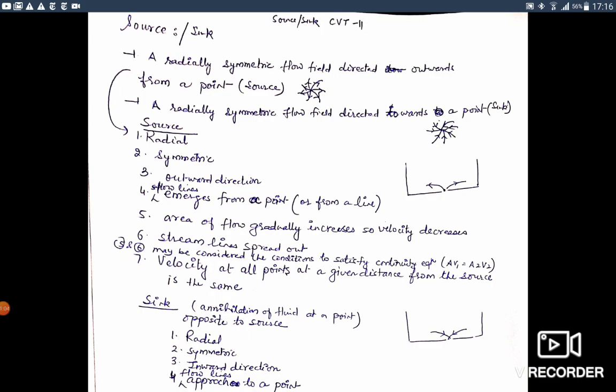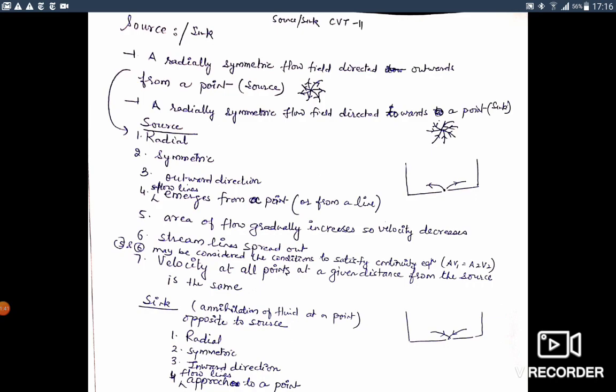And if I want to define sink, then sink is a point towards which the fluid goes radially, or fluid sinks towards a point radially and symmetrically. Then that is called a sink. So again I am telling you what is source, what is sink. Source is a point from where the flow is directed outward radially and symmetrically, and sink is a point towards which the fluid is directed radially and symmetrically.